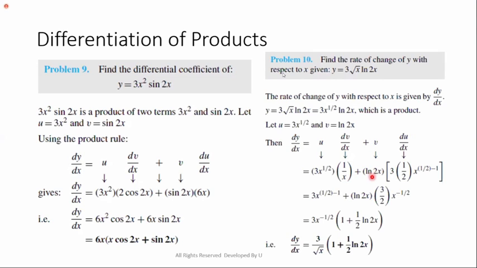We say ln 2x. So du by dx here. U is the 3x to the power half. Differentiation method: 3 is a constant, half x to the power half minus 1. You can understand, or just to simplify things, you can just get this answer, right? This answer you can get.